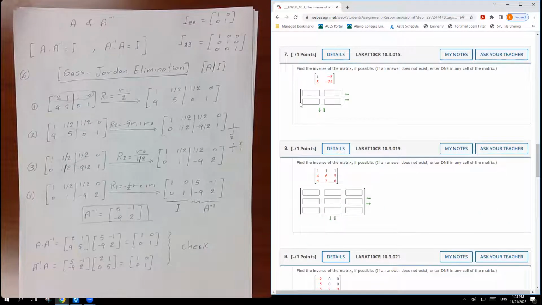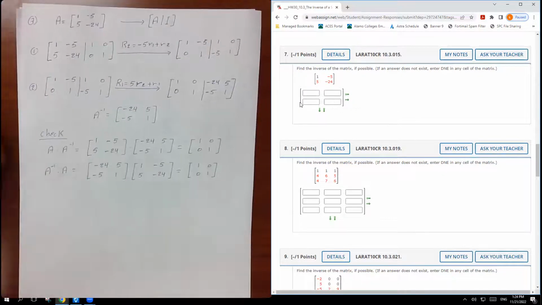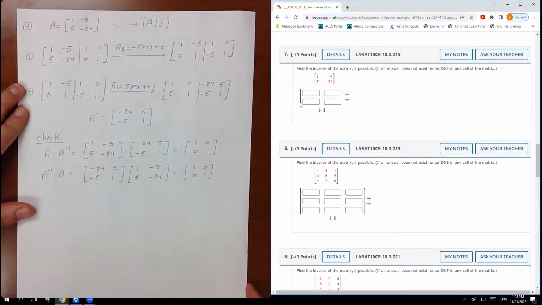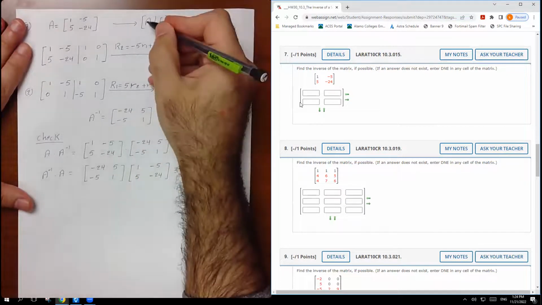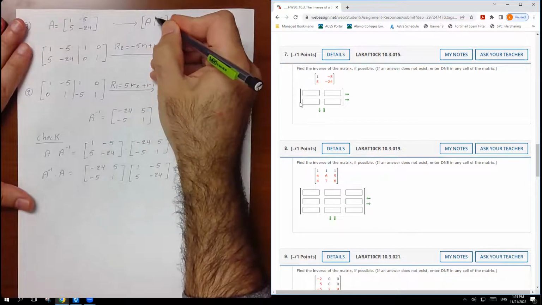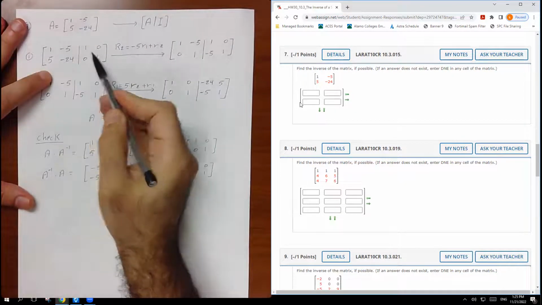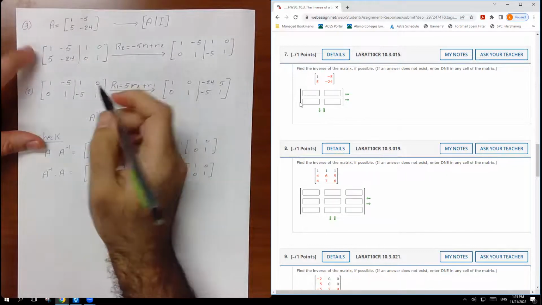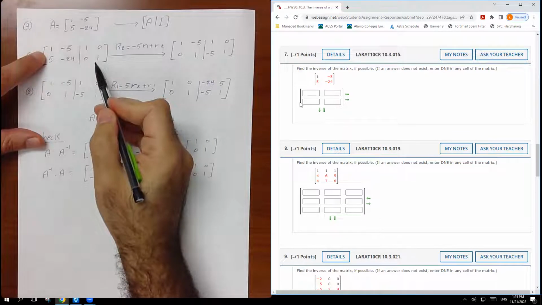So example 7, here's the matrix: 1, negative 5, and 5, negative 4. So we need to find the inverse. This is the Gauss-Jordan elimination method. Here is the A matrix, and here is the identity matrix, 1, 0, 0, 1. Now, our goal is to convert this matrix to identity. The new matrix is going to be the inverse.